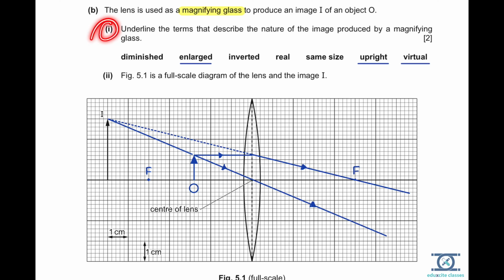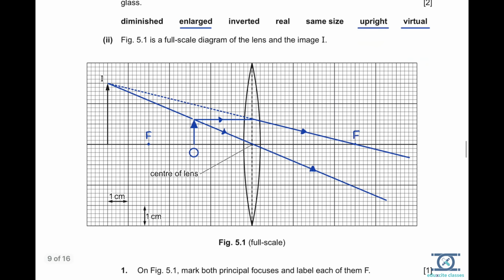So, in the first part, underline the terms that describe the nature of the image produced by a magnifying glass. In that case, we all know it is enlarged, it is upright, and it is virtual. Do not consider real and inverted, because that will not be the case for the magnifying glass. So, enlarged, upright, and virtual image are formed when the lens is used as a magnifying glass. Now in the next part we have to draw the object.